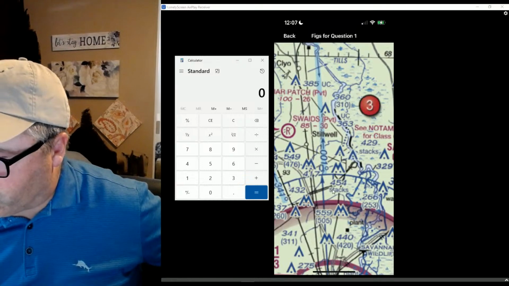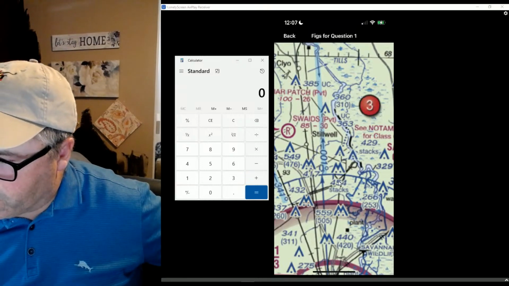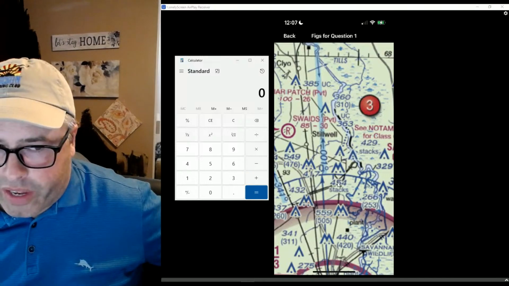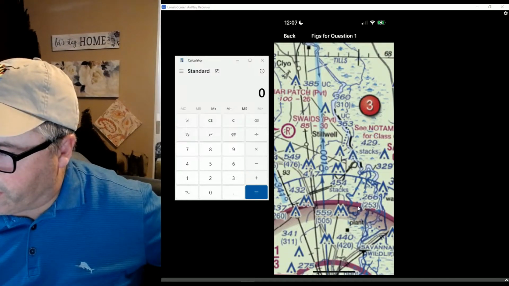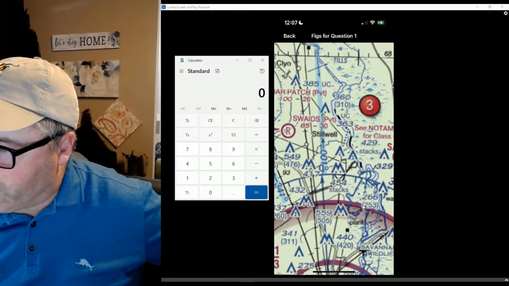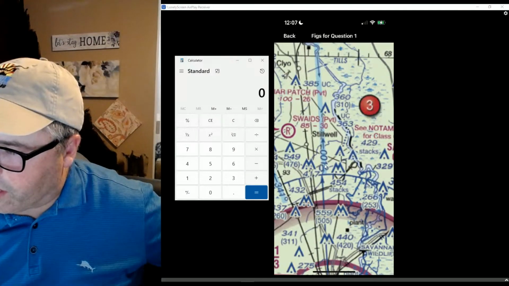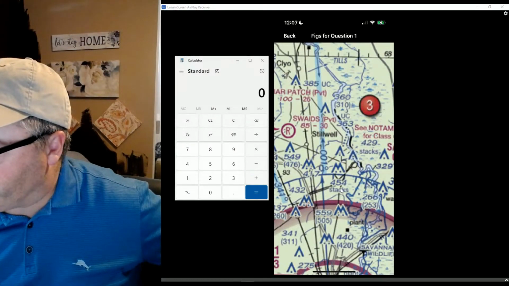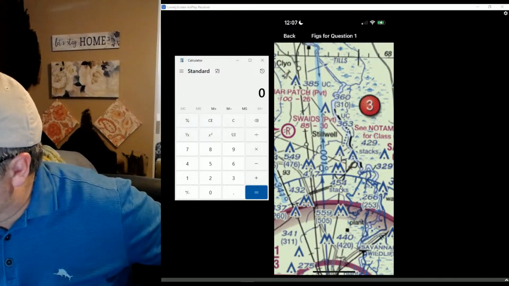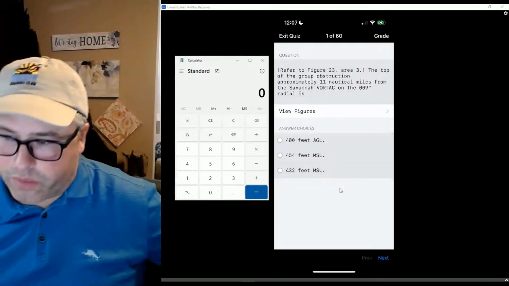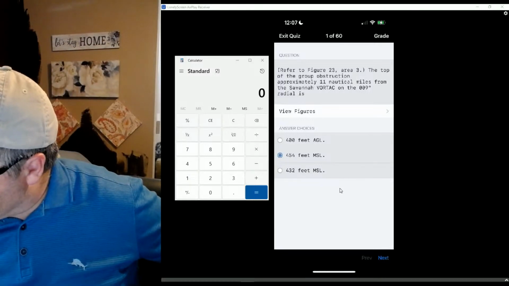And that's MSL because when you read a number right off of here, that's how high it would be on your altimeter. They don't want you having to do math in your head. This one here, where it's got something in parentheses, that's the AGL. We're looking at the MSL. So they're making sure you know how to read the chart. And they say group obstruction, right? Yep, group obstruction. 454 feet MSL.